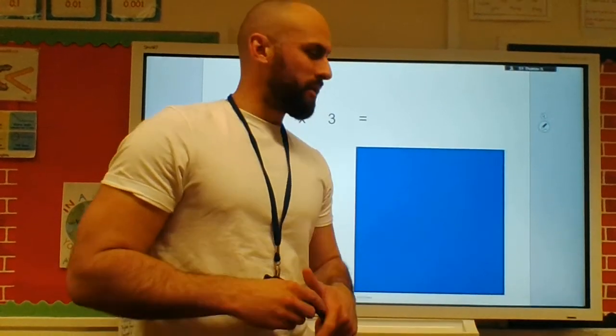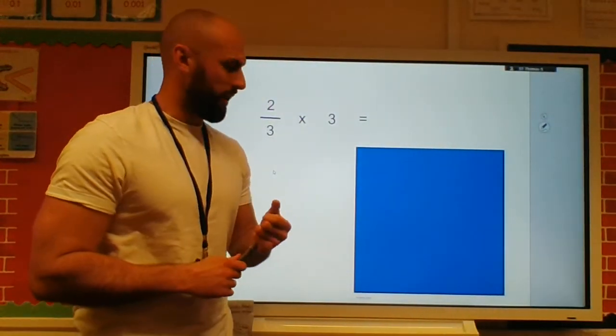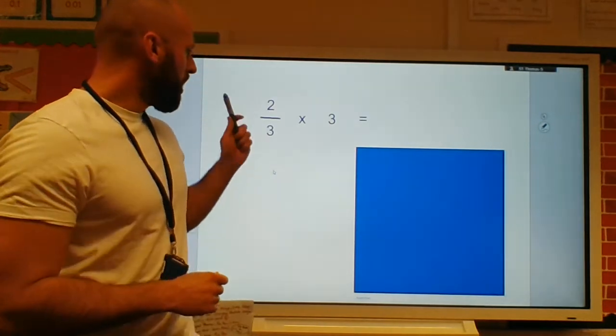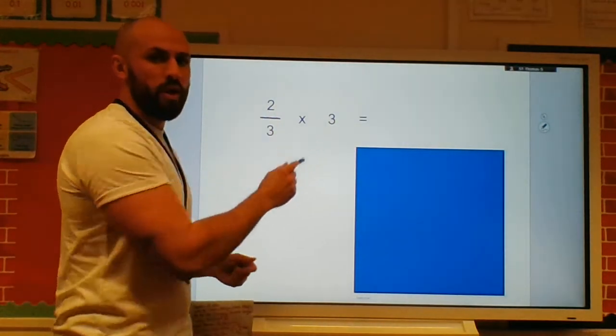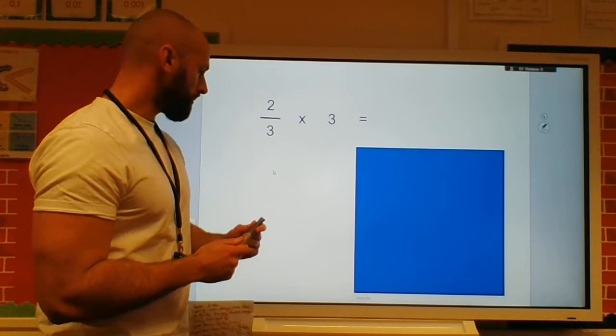You'll be glad to know it's a slightly more straightforward task today, Year 5. So we're looking at now multiplying fractions by whole numbers.